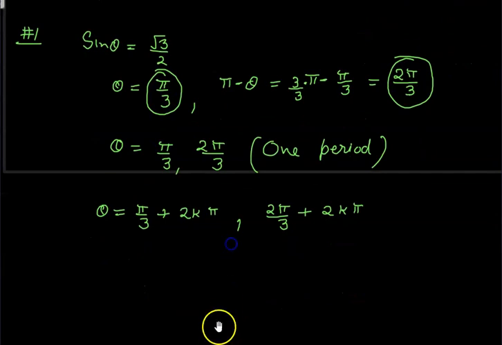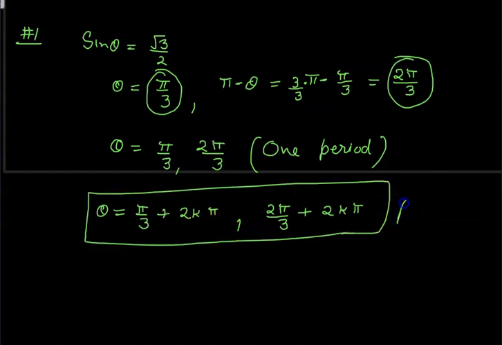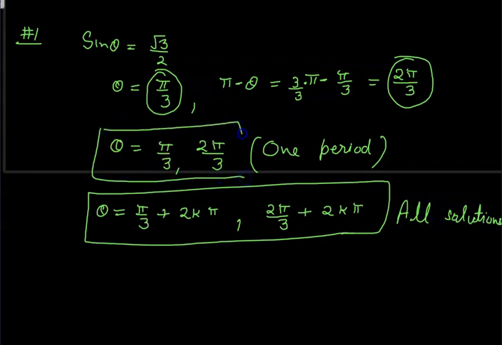So to find all the solutions, suppose you need to find 6 solutions, you keep on plugging the value of k as 0, 1, 2, 3 till you get the 6 solutions. This represents all solutions and this represents the two solutions in one period.